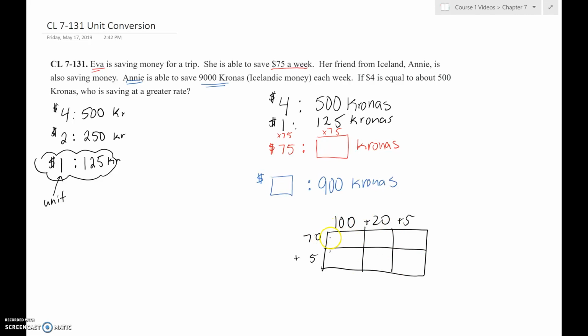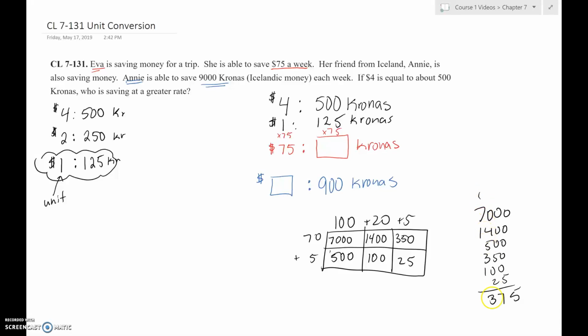70 times 100 is 7 with 3 zeros, 7,000. 70 times 20 is 14 with 2 zeros. 70 times 5 is 35 with 1 zero. 5 times 100 is 500. 5 times 20 is 100. 5 times 5 is 25. Add all these together: 7,000, 1,400, 500, 350, 100, and then 25. Add them together, we get 5, and then 5 plus 2 is 7. 4 plus 5 is 9. 10, 11, 12, 13.